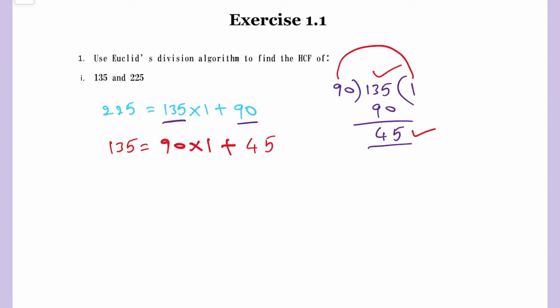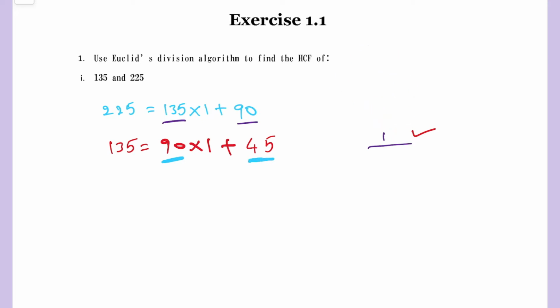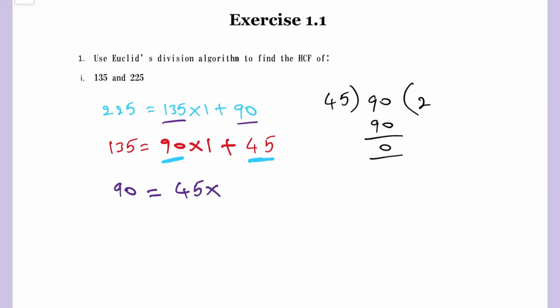Now again from this step we need to pick the divisor as well as the remainder, and do division of those two numbers again. So 45 and 90: 45 2s are 90. 90 minus 90 is 0. Let us write this also in the form A equals BQ plus R, or dividend equals divisor into quotient plus remainder: 90 equals 45 into 2 plus 0 remainder.